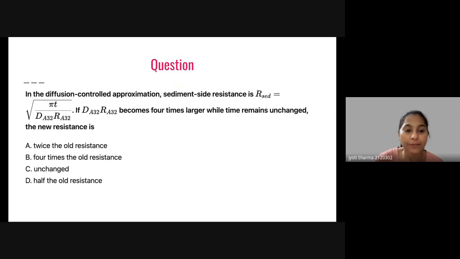Okay. In the diffusion controlled approximation, sediment side resistance R sediment is equal to square root of pi t divided by dA32 RA32. If this dA32 RA23 becomes 4 times larger while the time remains unchanged, the new resistance is: twice the old resistance, 4 times the old resistance, unchanged, or half the old resistance.